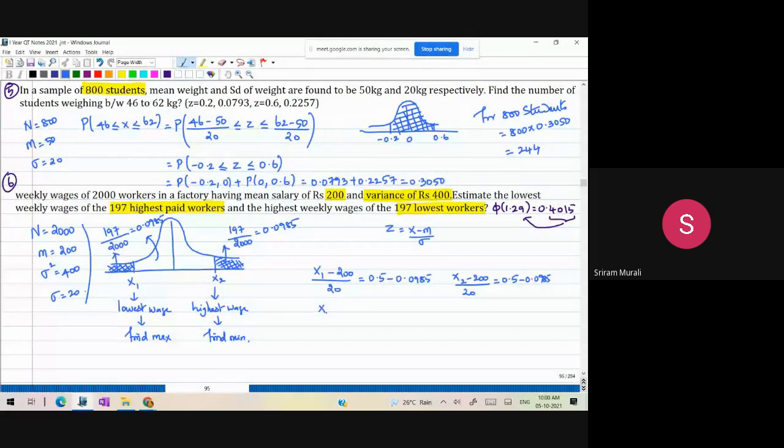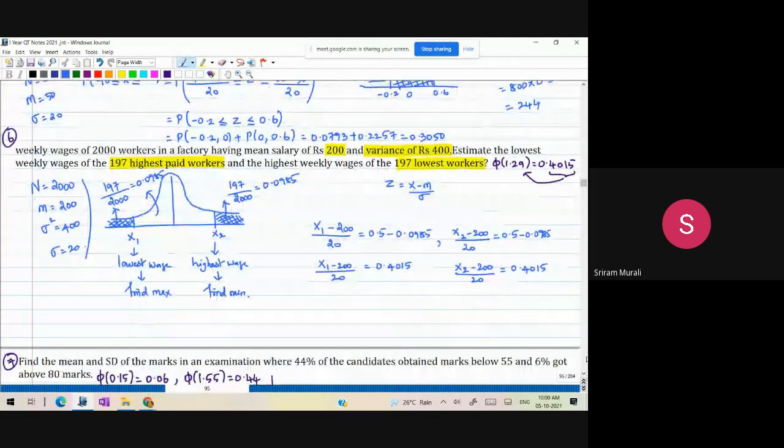What is (x1 minus 200) by 20? This is equal to how much? 0.4015. What about this case? (X2 minus 200) by 20 is equal to the same 0.4015. One student asked, now I take this value as minus 1.29 and this value as plus 1.29. Why? Because the left hand side value of z will be negative and the right hand side value of z will be positive.